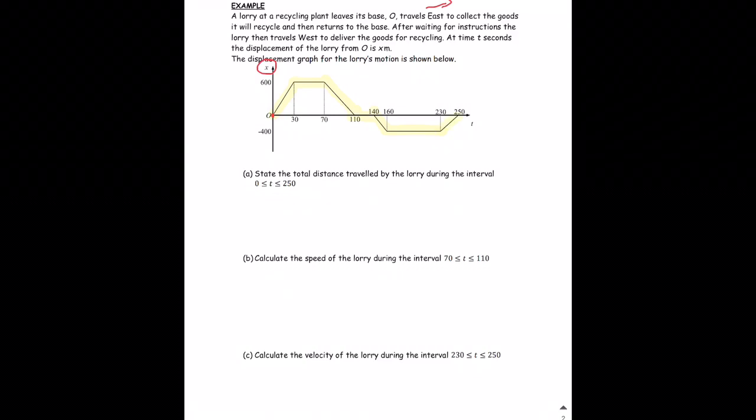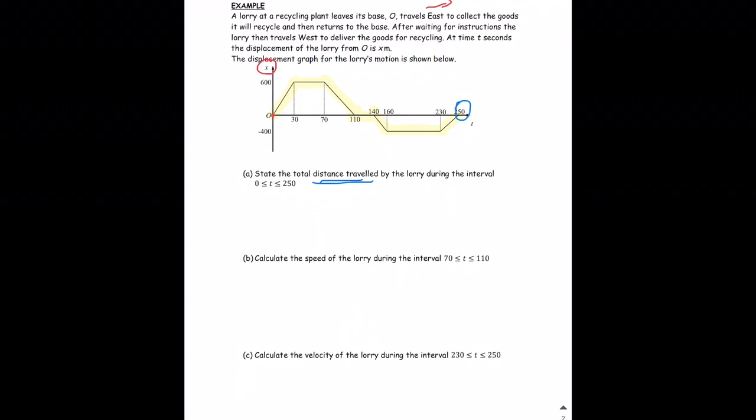Okay, so what they'll do now is they'll probably ask you several questions on this. So for example, state the total distance travelled. So again, its displacement will change. Its displacement over the 250 seconds is actually 0 because it's back where it started. So even though it's travelled all that way, its displacement is technically 0 because it's back where it started.